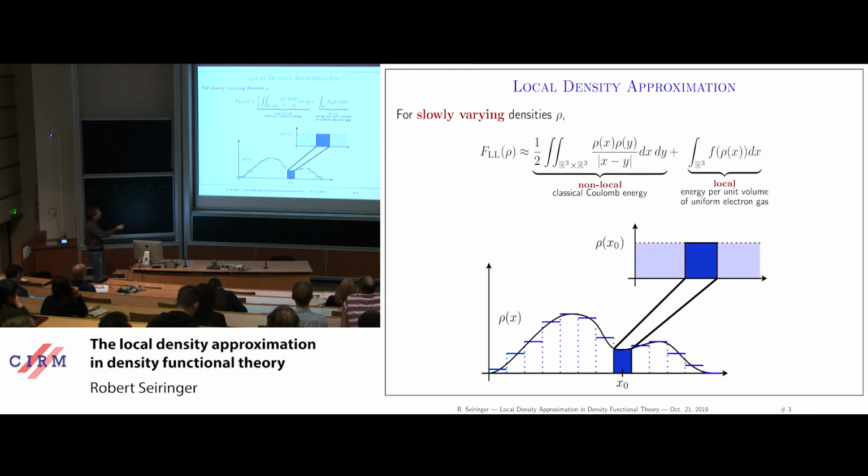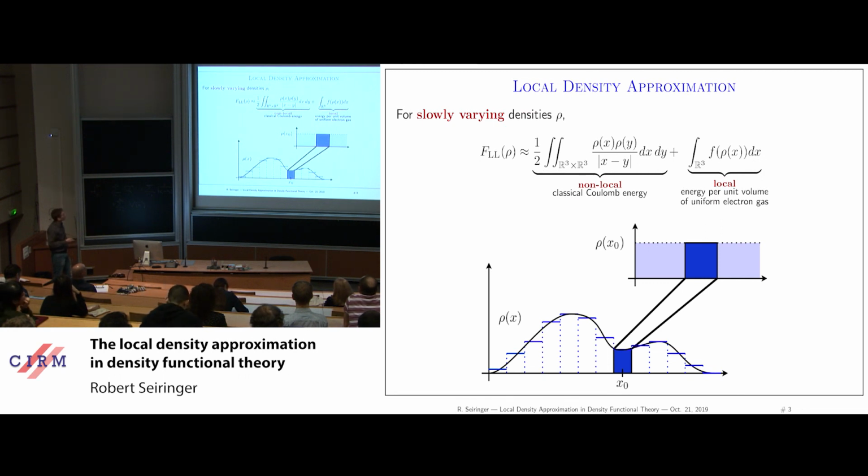Okay. Now what should this F be? Well, F is simply the energy of a homogeneous system, because it's the local density approximation, right? The density is locally approximated to be constant. So F should simply be what you get if you look at the system at a constant density rho, the so-called homogeneous or uniform electron gas, right?